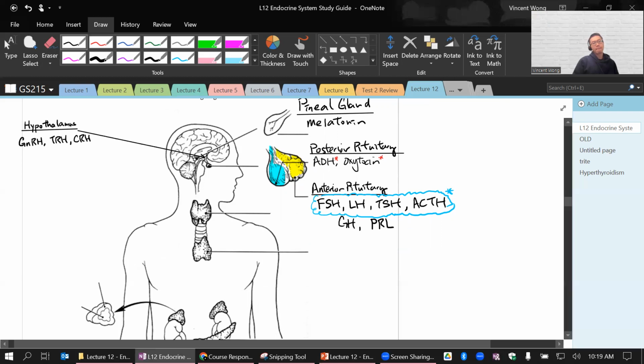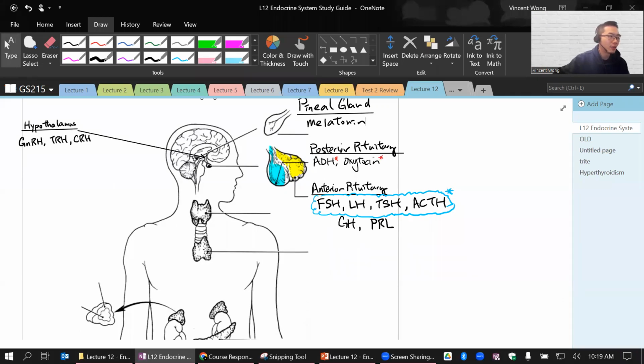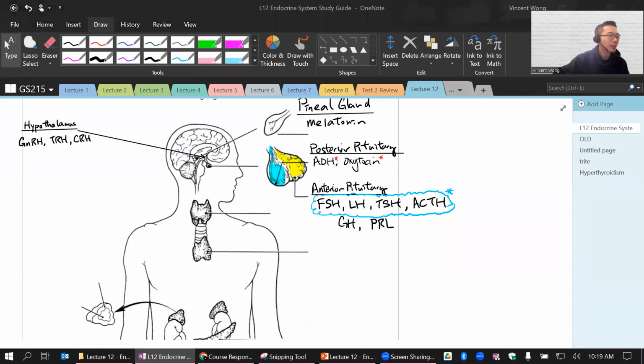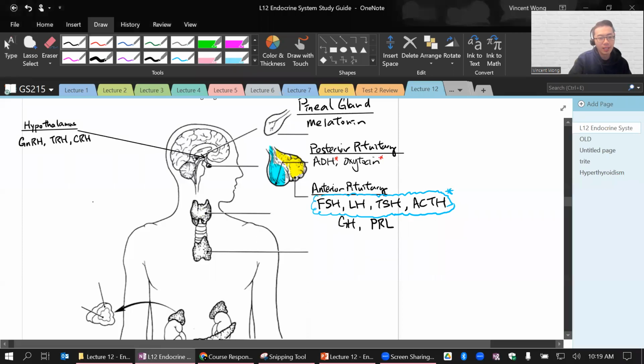Thymus. Thymus, okay. You know what? Let's do a poll. Although only 5 of you will do the polls, let's do it anyways. Thymus or thyroid? A for thymus, B for thyroid.